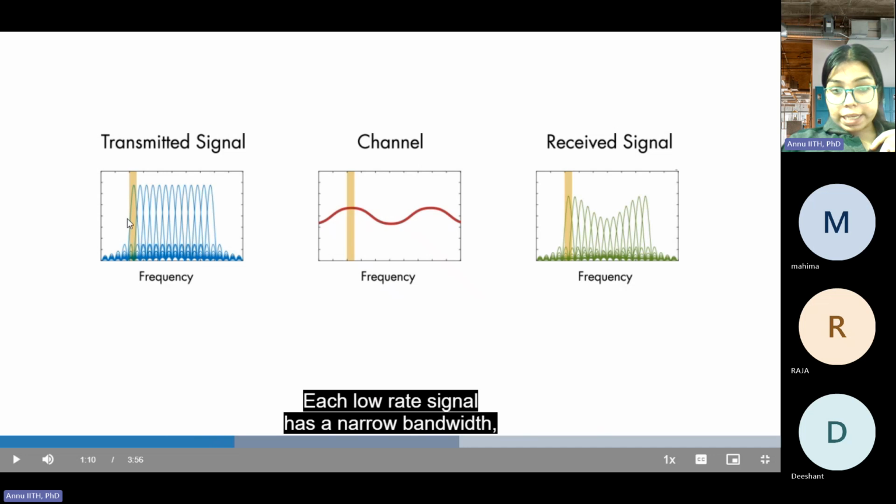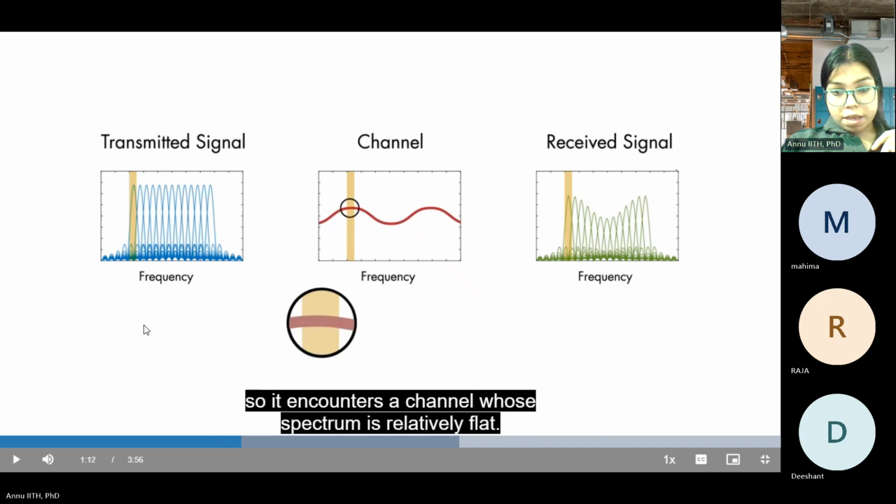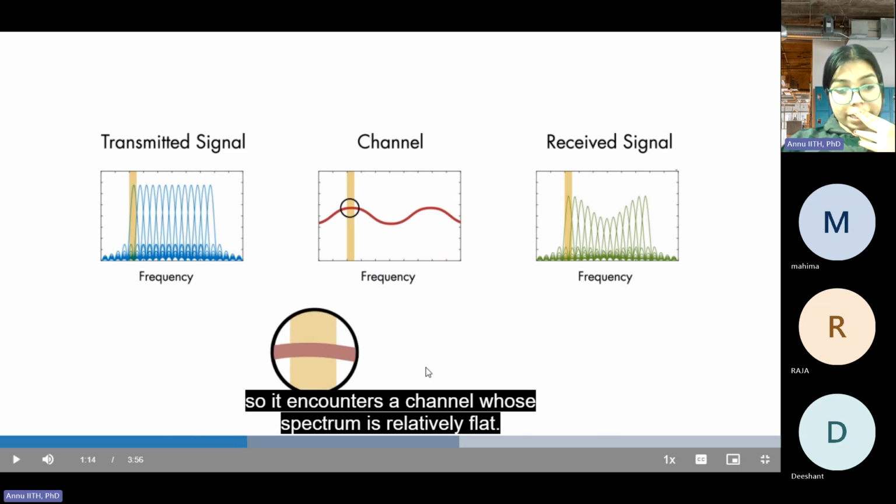Now each low rate signal has a narrow bandwidth. So it occurs in a channel whose spectrum is relatively flat, because a low rate signal has narrow bandwidth. Wherever the bandwidth is narrow, the channel will appear small or flat. So it encounters a channel whose spectrum is relatively flat as compared to the previous one.